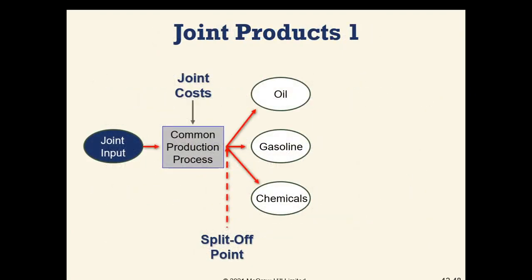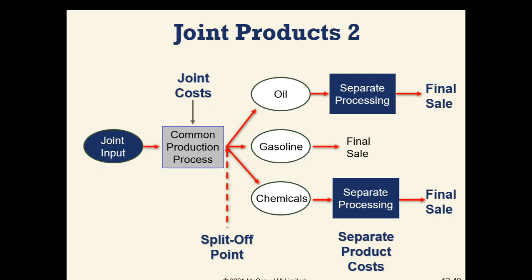So for example, we have our joint input, we have a common production process, and at the split-off point, then we have oil, gasoline, and then chemicals. So the raw material undergoes a common production process up to the split-off point. And then there's going to be additional processing costs for each of the individual products after that split-off point.